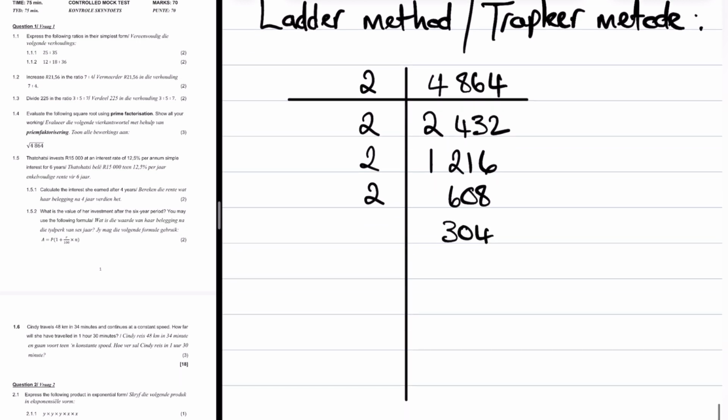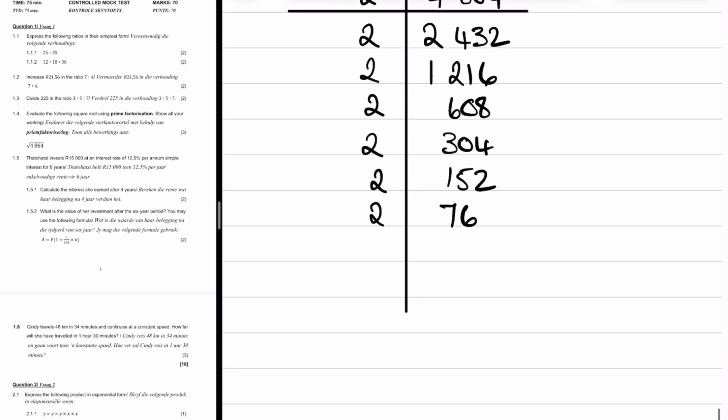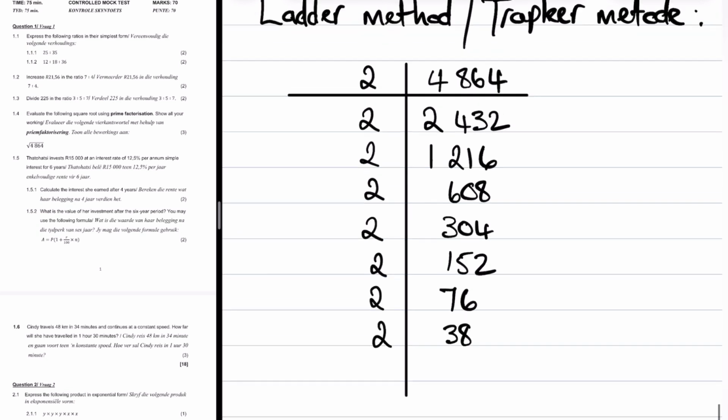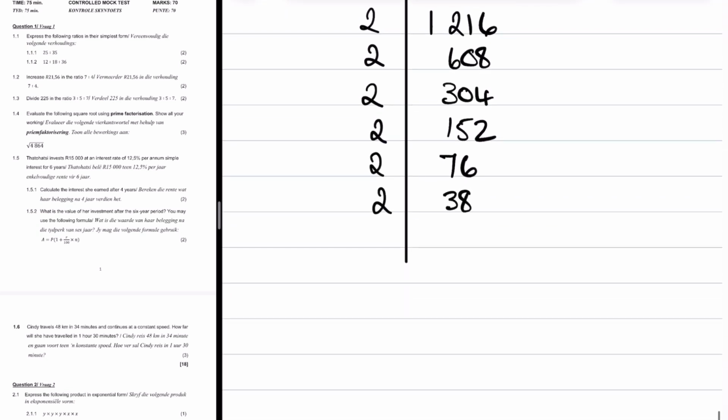Again, 2 will be the smallest prime number, because 304 is also an even number, so that will be 304 divided by 2 gives us 152. And 152 divided by 2 gives us 76. So of course this is becoming quite simple now. 76 divided by 2 gives us 38. And again, the smallest prime number will be 2, so it's a whole bunch of 2 so far. 38 divided by 2 will give us 19.